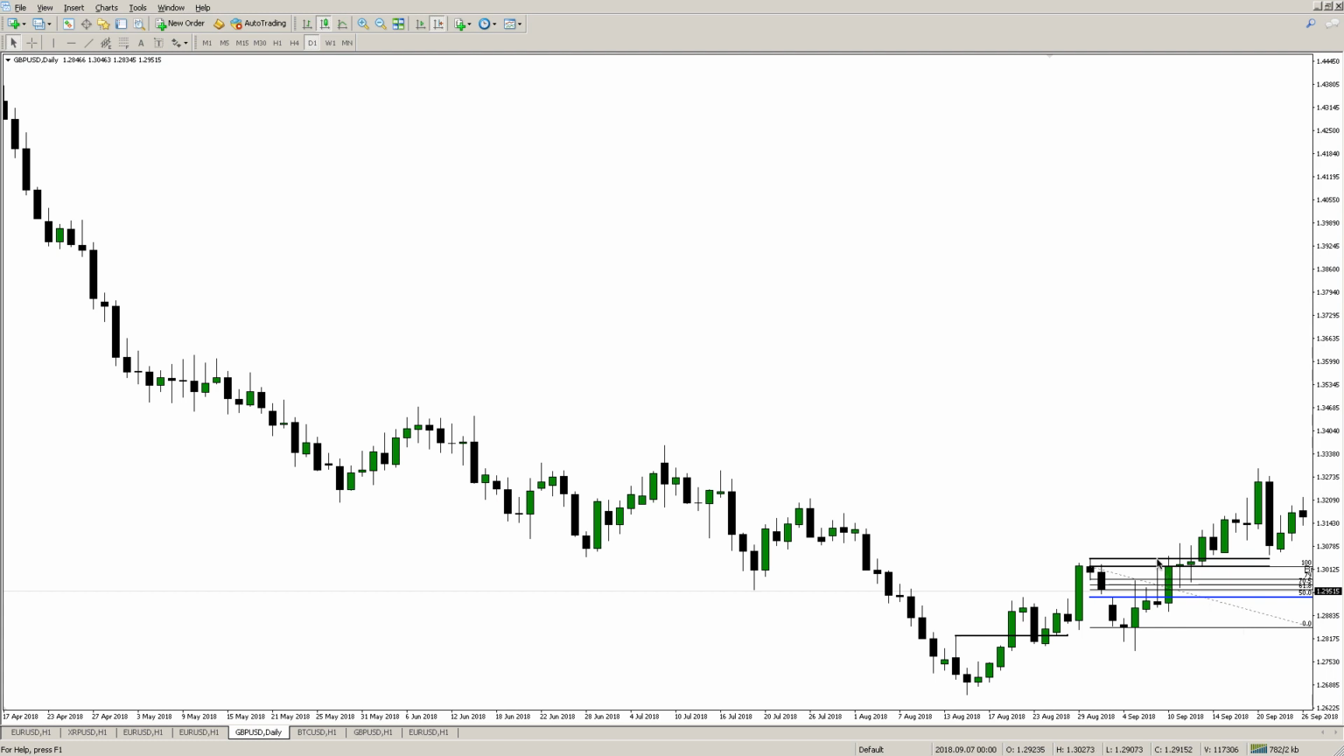I'm going to delete these 2 levels here because they're not really needed for this particular teaching, but anytime that you're identifying daily ICT bullish order blocks, there are 3 levels you want to mark out: the high, the open, and also the 50% level.